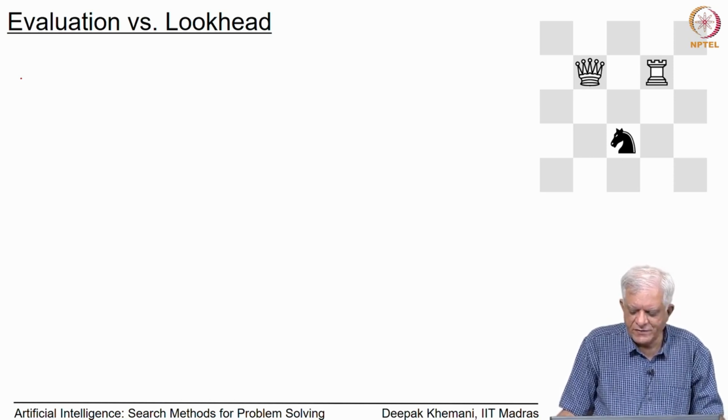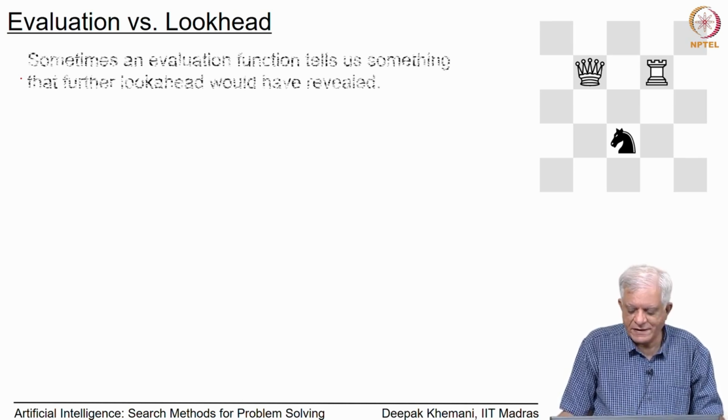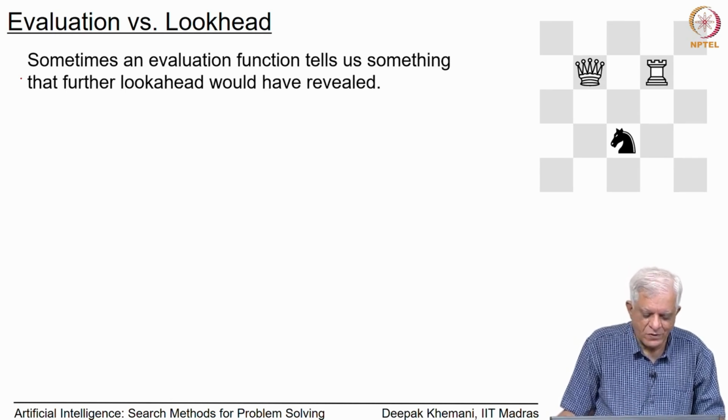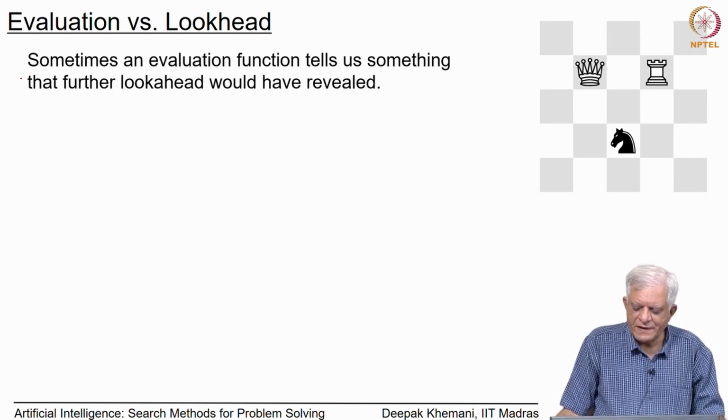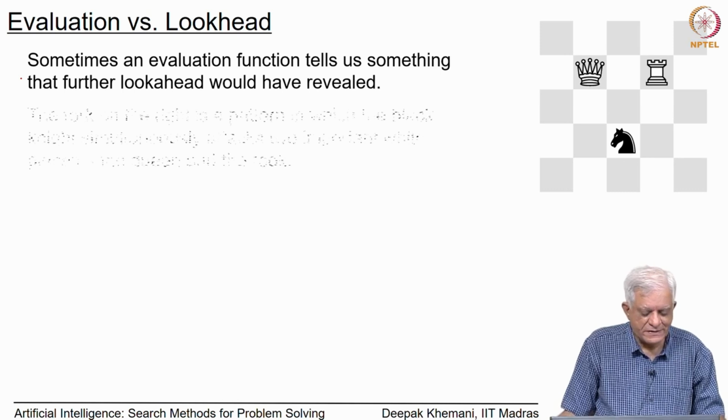Here is a fork, as it is called in the game of chess. So, it is a fork because the black knight is attacking both the white queen and the white rook. And if you have a pattern which says that you give certain value to a fork, if you can see a fork like this, then it actually gives us some information which further search would have revealed essentially.